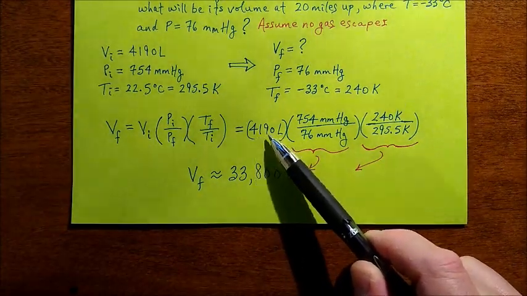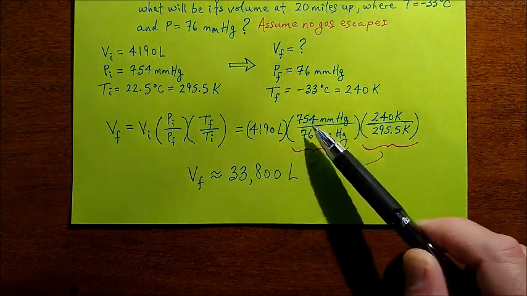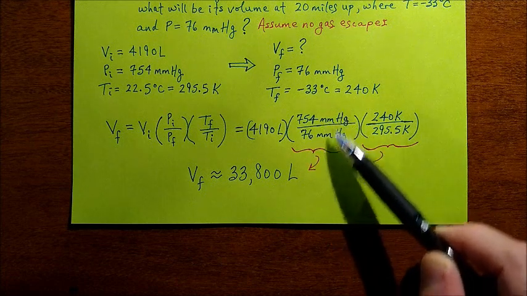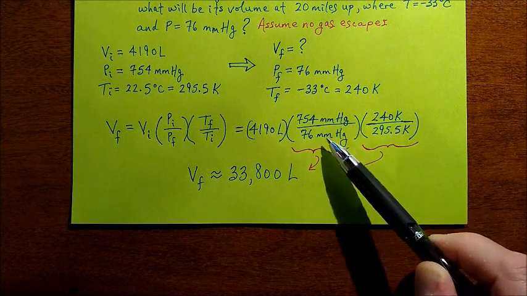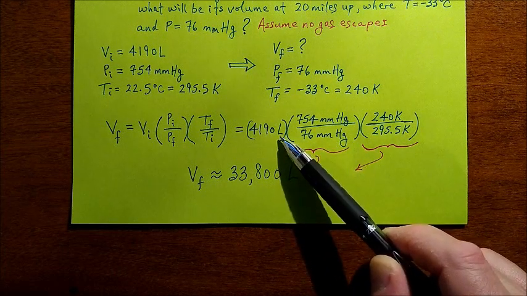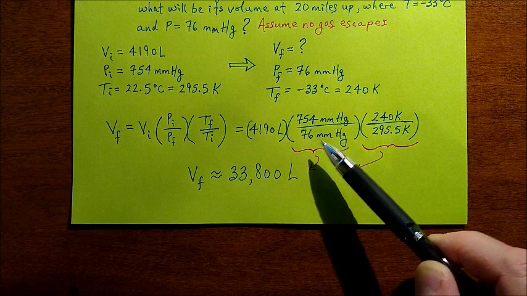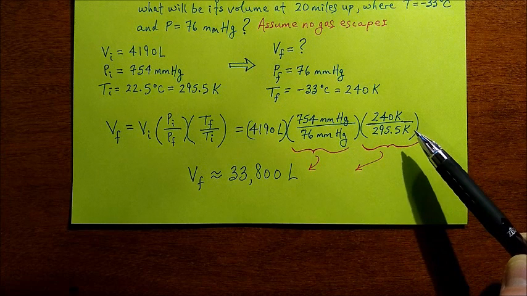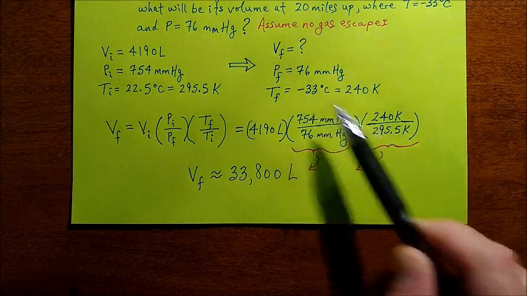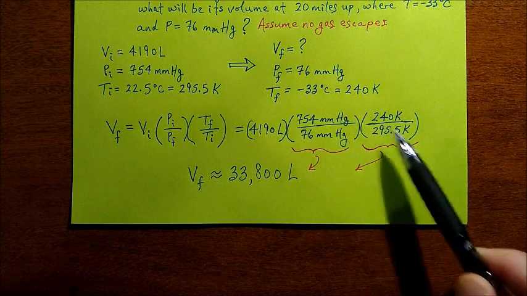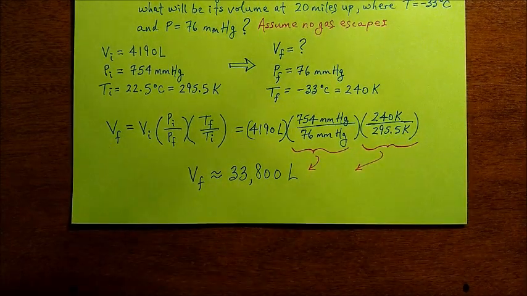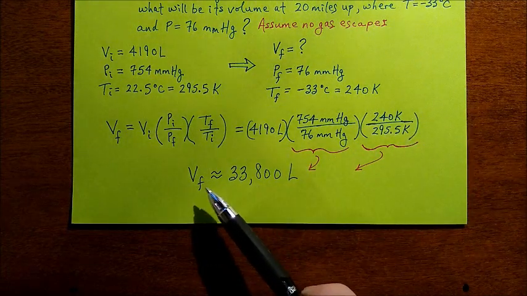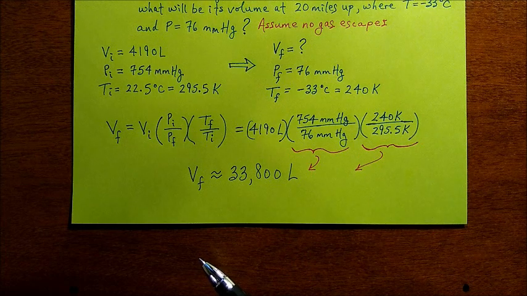So if you plug in my numbers, here's my initial volume, 4,190. My initial pressure at sea level, 754, divided by 76. Notice I don't necessarily need to convert pressure to atmospheres. I can leave it in millimeters of mercury, and I can leave this in liters. The millimeters of mercury is going to cancel out anyway. My ratio of temperatures is going to cancel. But don't be misled. You cannot plug Celsius into this equation, because if I plug in a negative here, I get a negative answer. It makes no sense. You have to use the Kelvin scale. Always, always, always. If I plug that in, I get a very, very high volume, 33,800 liters.